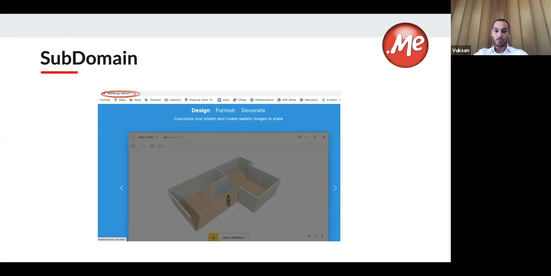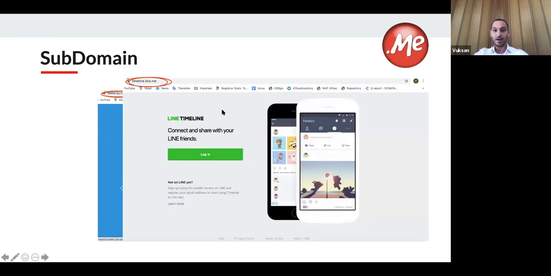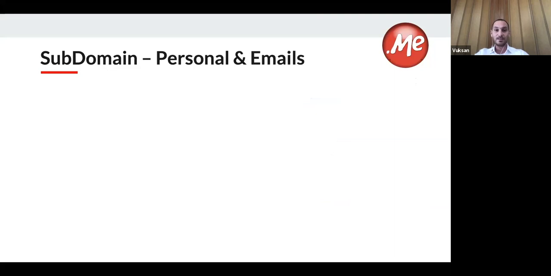Or for instance, when it comes to Line, which is another well-known messaging app, especially in Asia, they actually have different segments of their operations on third-level domain names. For instance, they have here timeline.line.me on line.me. And again, what applies for the other instances of getting creative also applies to this one. Not everything has to be premium domain names, not everything has to be expensive.